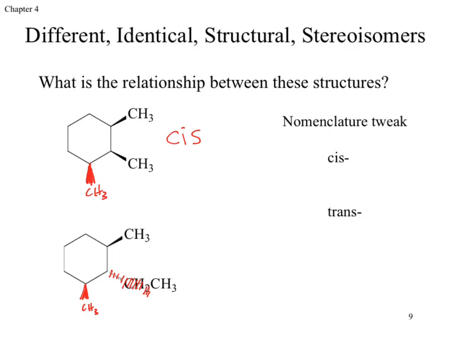That new nomenclature system, just since you asked, we'll preview it. For cis, Z. For trans, E. What makes this even more fun? Z and E only work for double bonds.